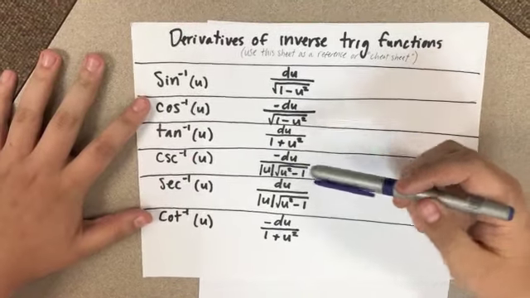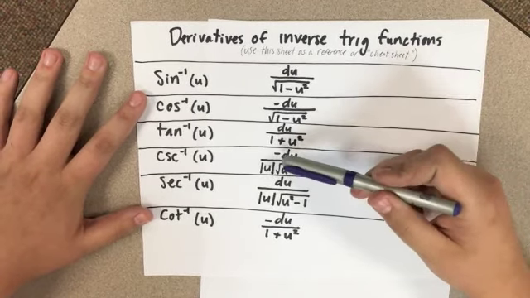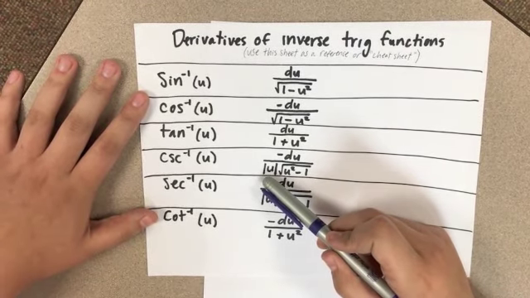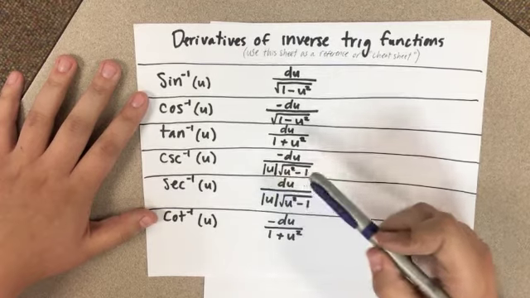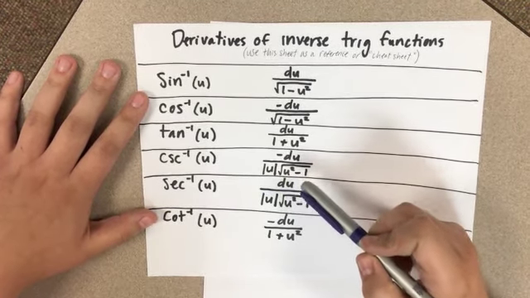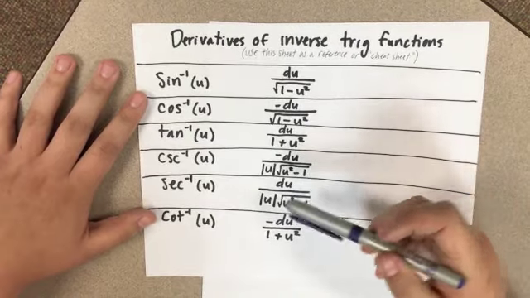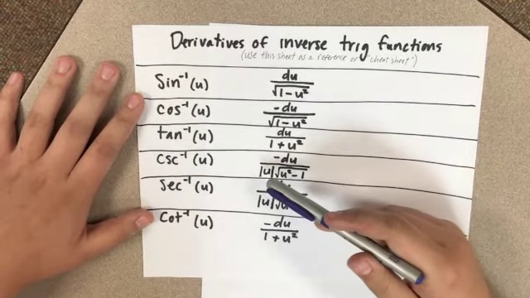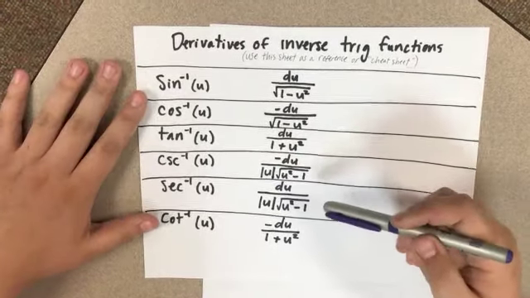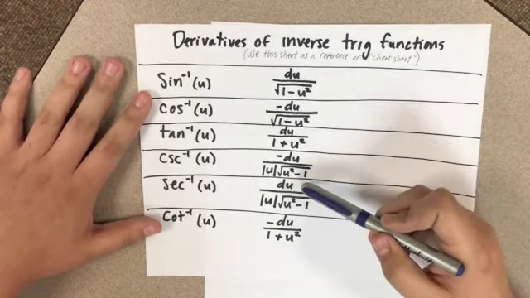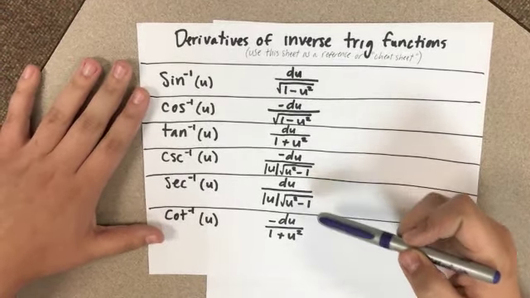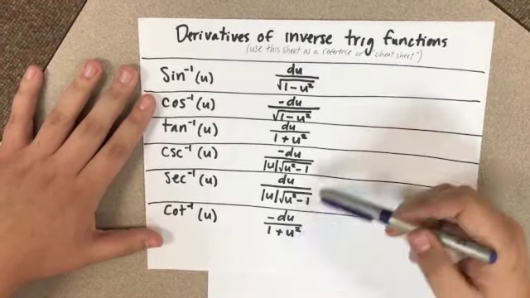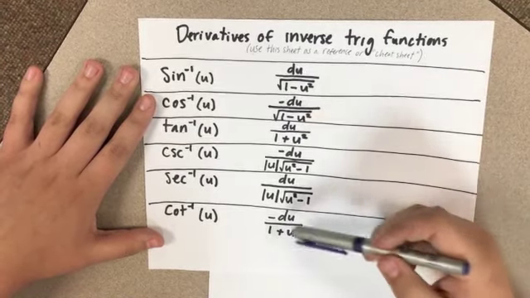For cosecant, it's negative derivative of u, and then on the bottom is the absolute value of u times the square root of u squared minus 1. Another thing that you should know if you don't already know is that an absolute value is always going to be positive, not on the bottom, just inside the absolute value signs. For secant, it's the exact same thing as cosecant except it's just positive. And for cotangent, it's almost the same as regular tangent except it's just negative.